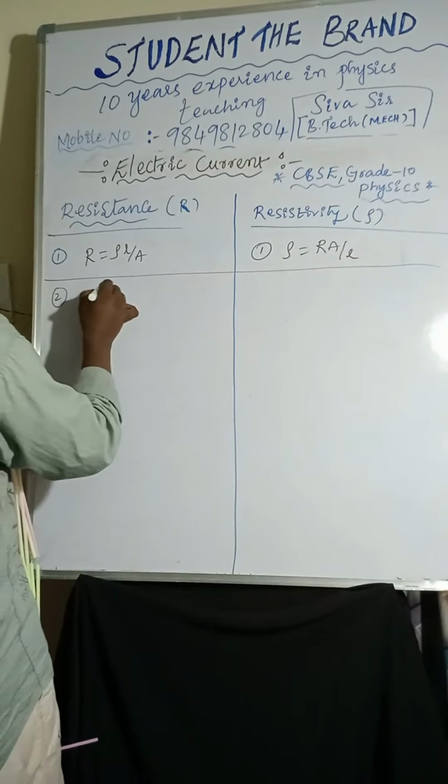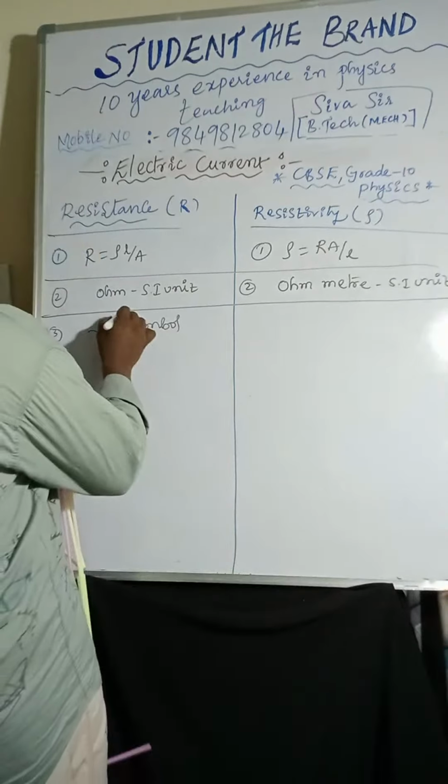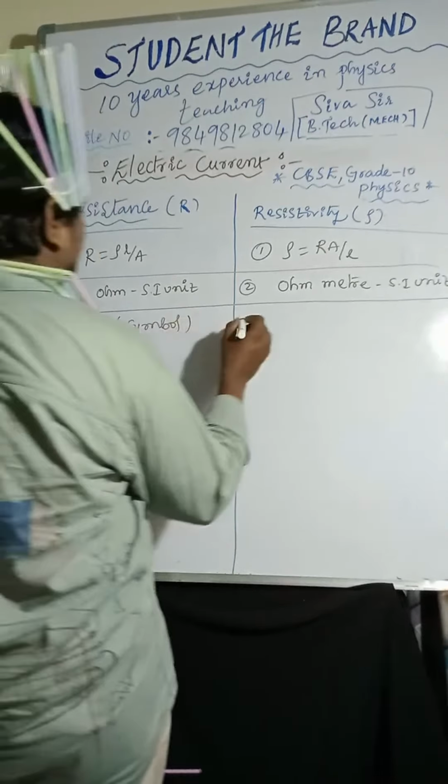Third one: ohm is the symbol of resistance. Ohm meter is the symbol of resistivity. Now we are going to one more.